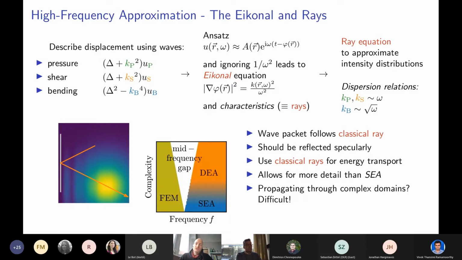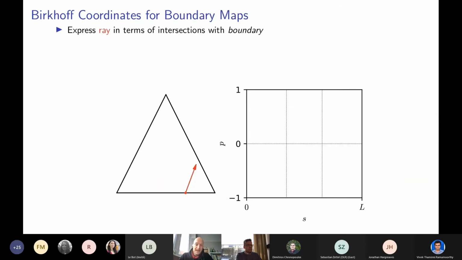At this point I have to start a somewhat long detour, and I would like you to be a bit patient and follow me throughout the next couple of slides. First of all, we need to introduce something called the boundary map. And as Jonathan said, I will be talking about that in my presentation.